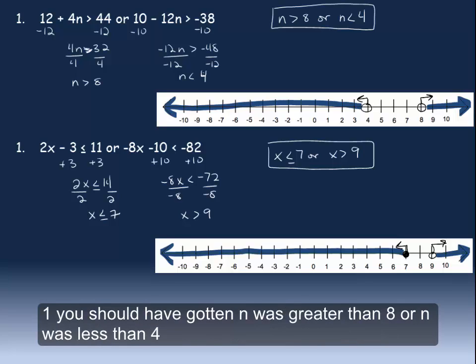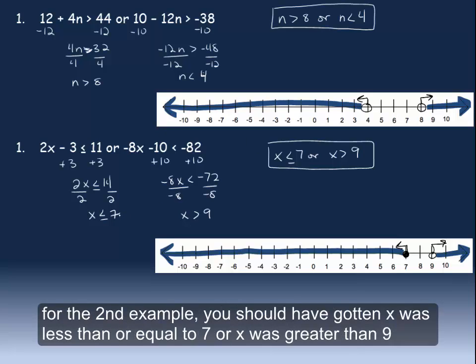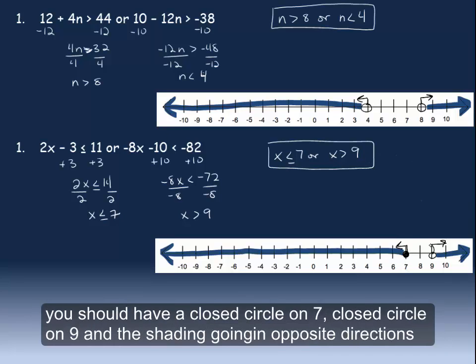For example 1, you should have gotten n is greater than 8 or n is less than 4. On the graph, you should have open circles on 4 and 8 with shading going in the opposite direction. For the second example, you should have gotten x is less than or equal to 7 or x is greater than 9. You should have a closed circle on 7, an open circle on 9, and the shading going in opposite directions.